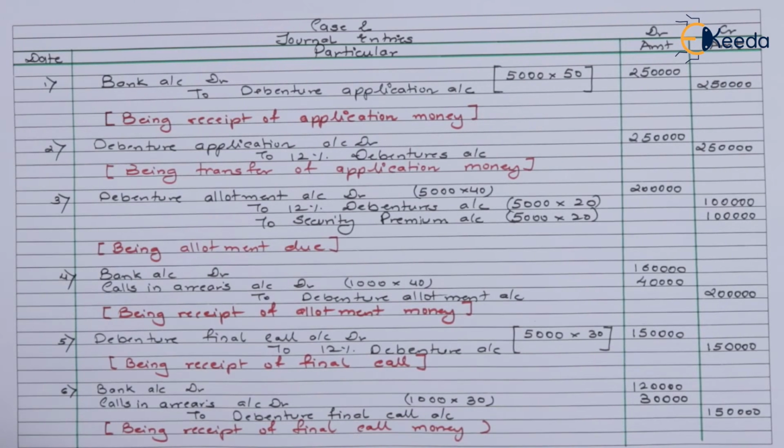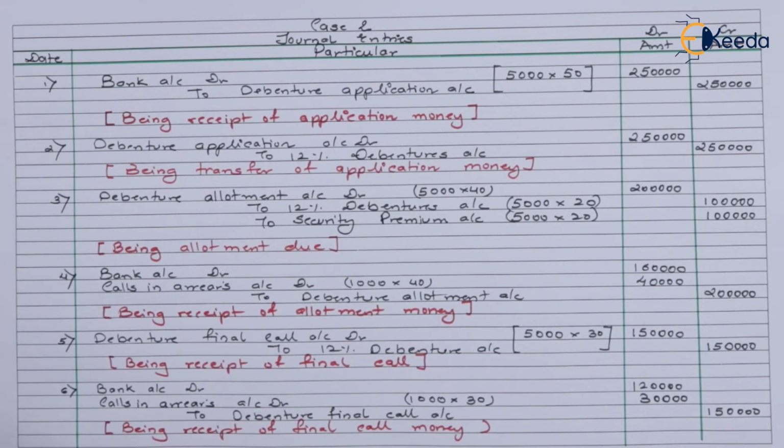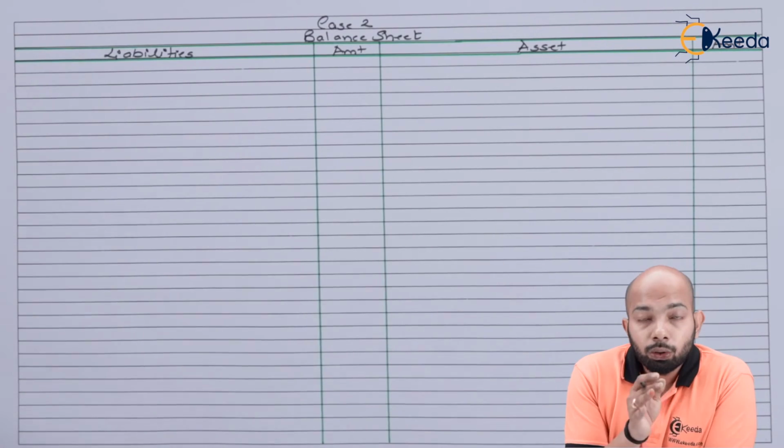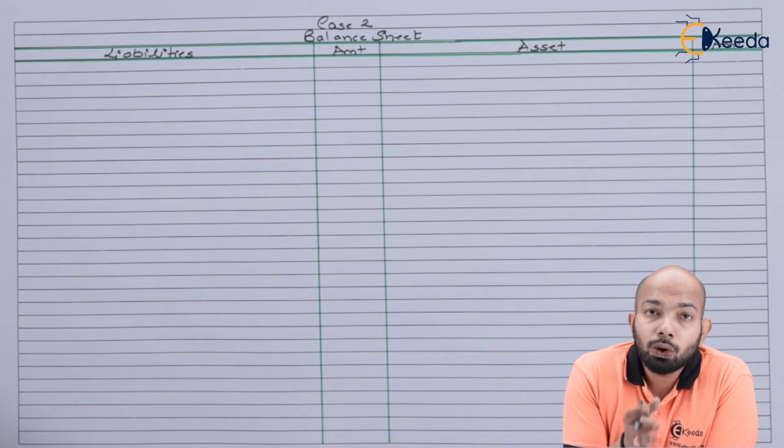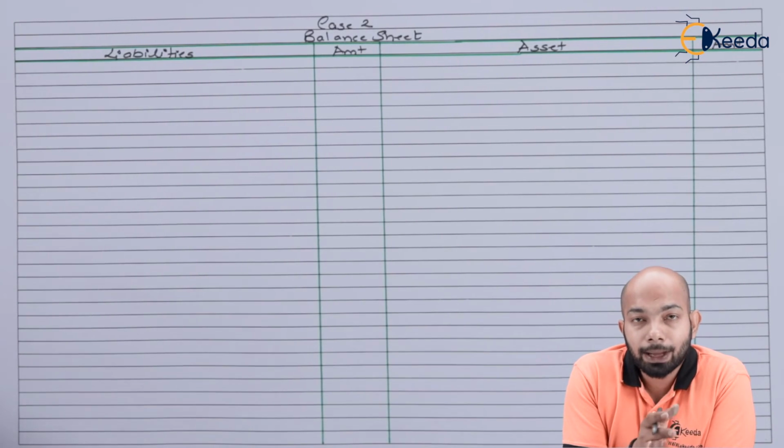Now it's time to prepare the balance sheet here. In the earlier case, we had around 1 calls in arrears scenario. In this case, we have around 2 calls in arrears scenarios. So make sure you follow the procedure according to that. Let's start with the balance sheet preparation. Now, 12% debentures total minus calls in arrears is how we'll be showing the balance here.